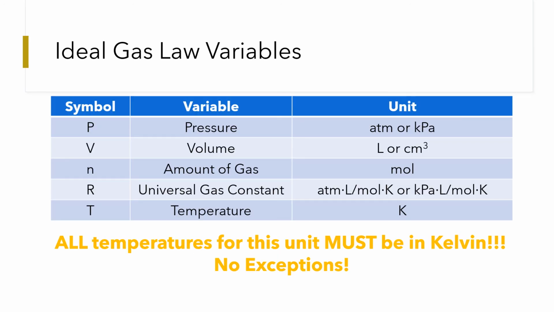So we're going to break down the variables now. P is pressure, and it's measured preferably in atmospheres, or it could also be kilopascal. Volume is in liters. We have n is the amount of moles, or moles. R is the universal gas constant in atmospheres liters divided by moles Kelvin. And finally, temperature must always be in Kelvin, no exceptions.